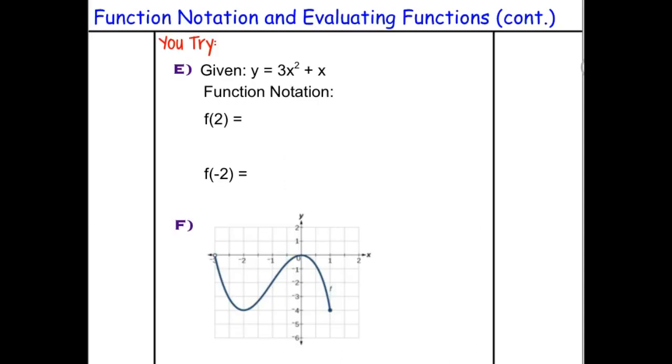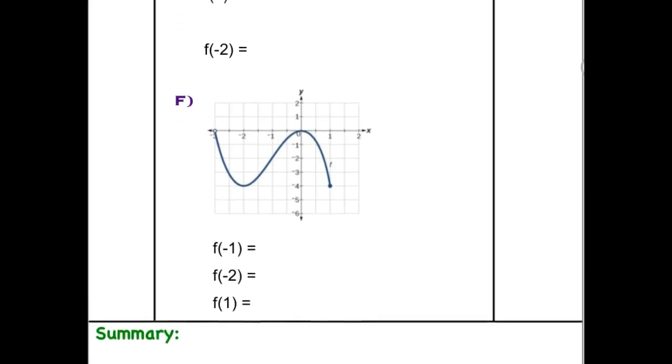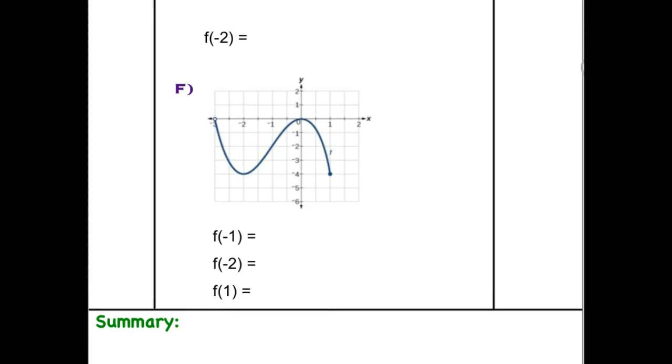So I want you to give it a shot. Given y equals 3x squared plus x, I want you to write that as a function in function notation, and then evaluate it at f of 2 and f of -2. And then I also want you to, given this continuous function with the graph, find f of -1, f of -2, and f of 1.